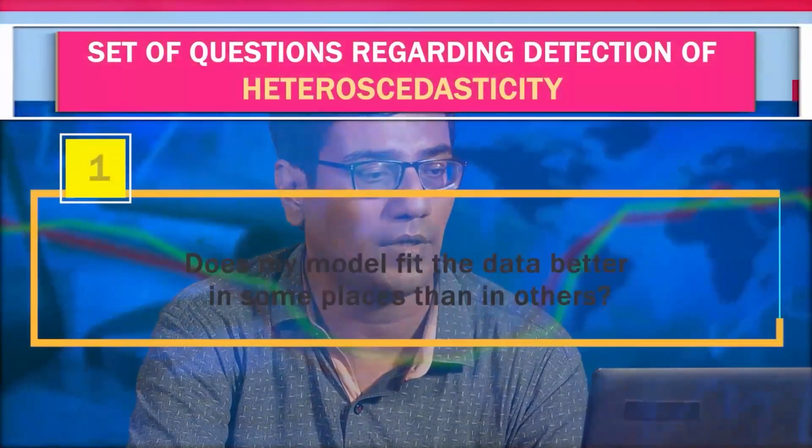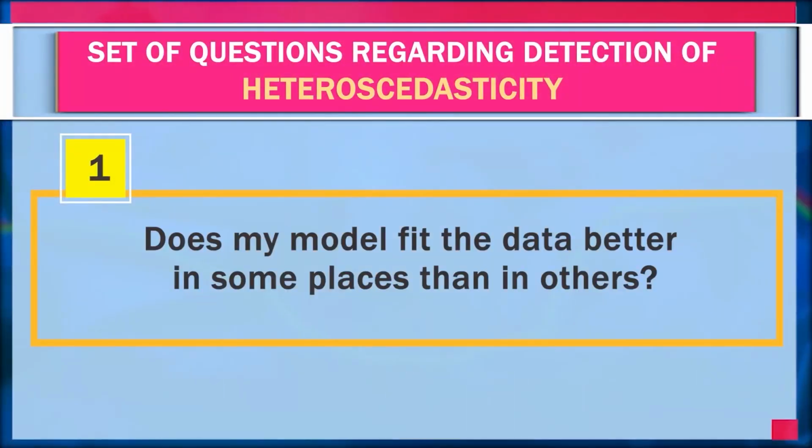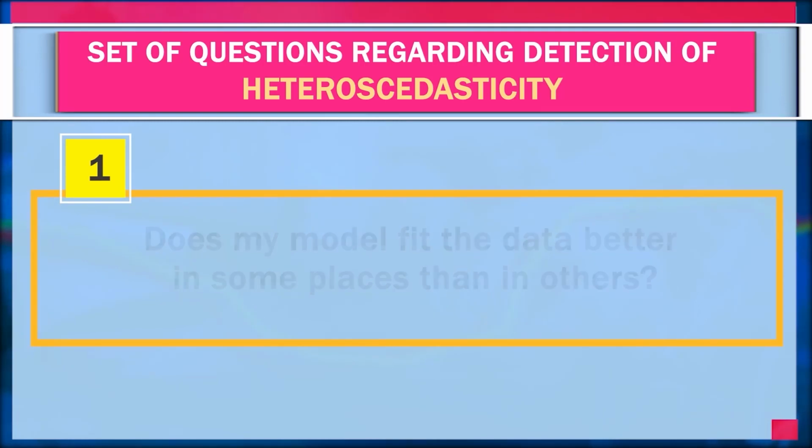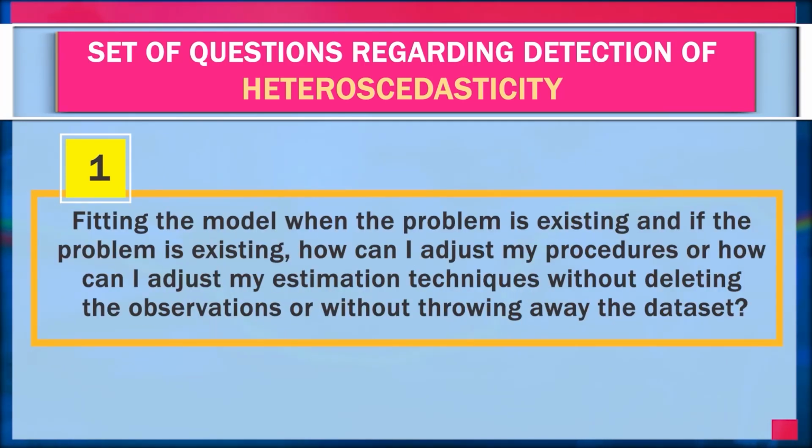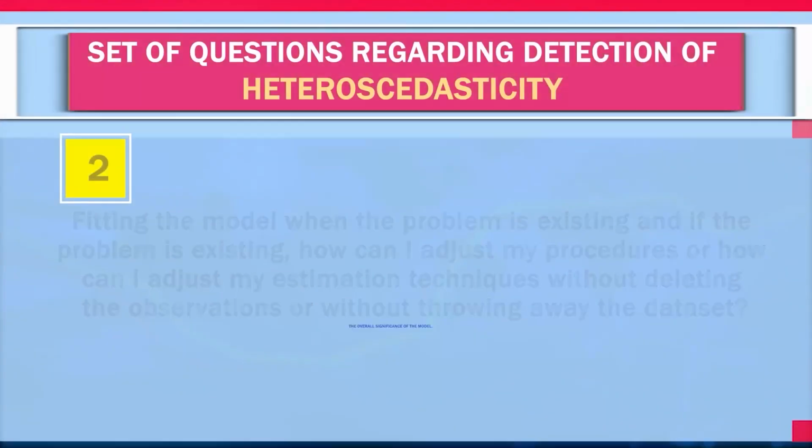In this particular slide, we want to seek an answer to the first question: does my model fit the data better in some places than in others? It is a question of fitting the model when the problem exists. And if the problem exists, how can I adjust my procedures, or my estimation techniques, without deleting the observations or throwing away the data set?